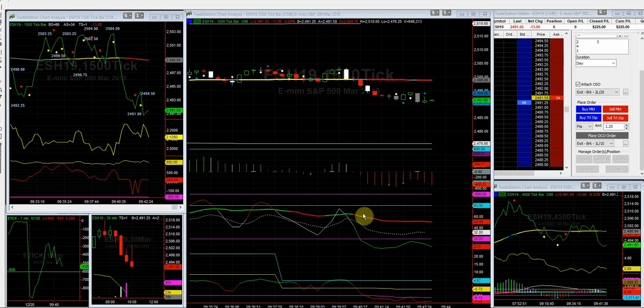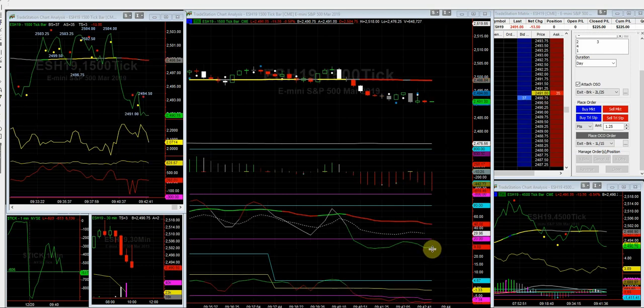The only thing that would tell us about the long trade from the momentum indicator is that price is below the lower bound. And we know that that's overextended to some degree.